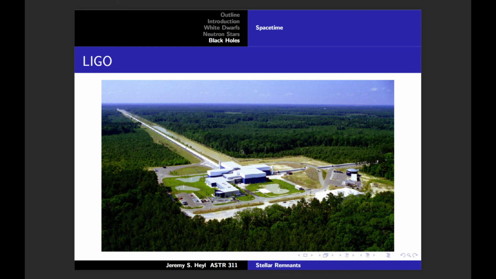So what these experiments measure is, they don't measure light, they don't measure neutrinos, but they actually are measuring the curvature of space-time and how it changes in time. And basically what they do is, in that building there's a laser, and the laser is split in two, and it goes down one leg a few kilometers, I think it's 4 kilometers that way, and it goes down the other way 4 kilometers.